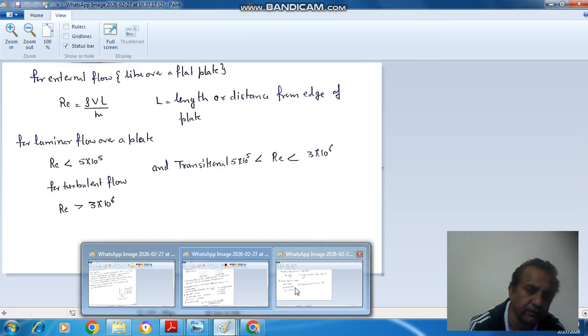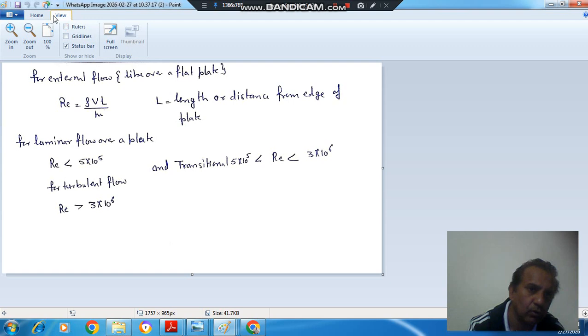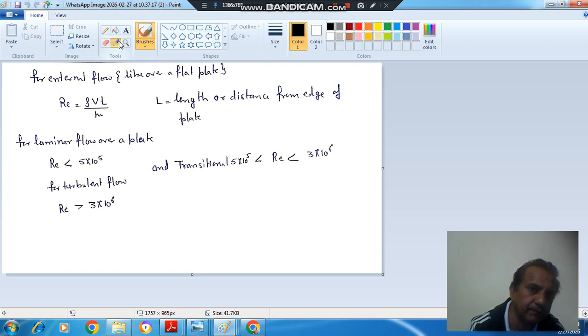For external flow, like over a flat plate, the Reynolds number is given by rho v L by mu, where L is the length of the plate, or we can say distance from the edge of the plate. If we use x here, then it is distance from the edge of the plate. If we use full length, then it is length of the plate.